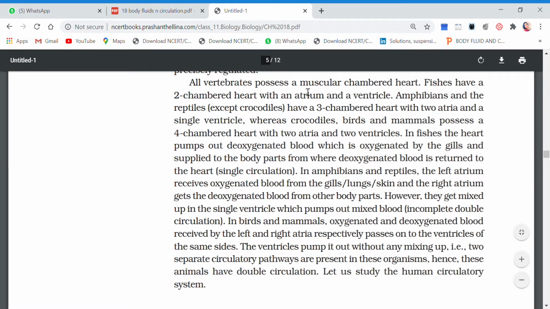All vertebrates possess a muscular chambered heart. Why is the heart called chambered? Because the heart is either two chambered, three chambered or four chambered. It is muscular because it has muscles called cardiac muscles, which are present for the contraction and relaxation of the heart. Okay, now you have to underline this.